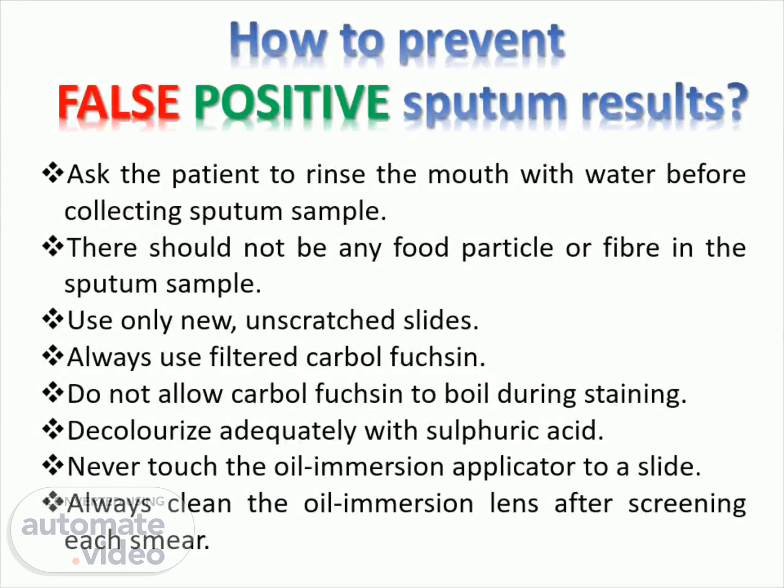How to prevent false positive sputum results. Ask the patient to rinse the mouth with water before collecting the sputum sample. There should not be any food particle or fiber in the sputum sample. Use only new, unscratched slides. Always use filtered carbol fuchsine. Do not allow carbol fuchsine to boil during staining. Decolorize adequately with sulfuric acid. Never touch the oil immersion applicator to a slide. Always clean the oil immersion lens after screening each smear.